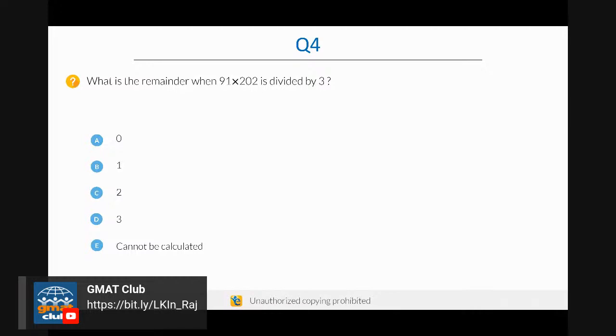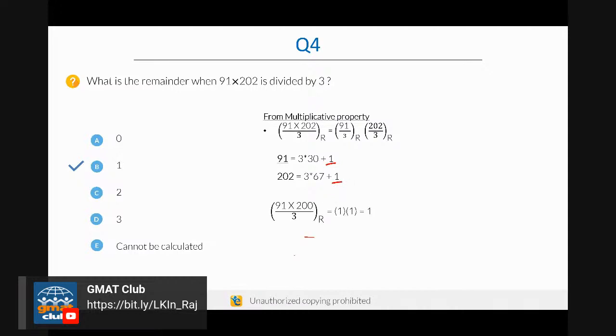23. Cool. So again, from the multiplicative property, we get that the remainder of the product is the product of individual remainders, where we express 91 as 3 times 30 plus 1, and 202 as 3 times 67 plus 1. So we get their individual remainders as 1 and 1. And then from there on, we really say 1 times 1 is 1. And choice B is my correct answer over here.